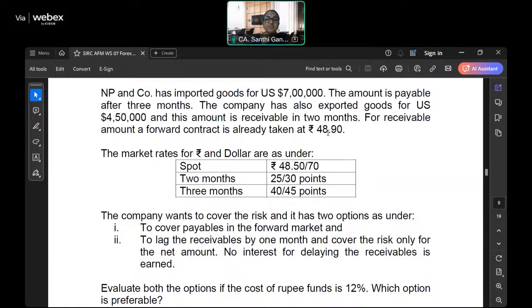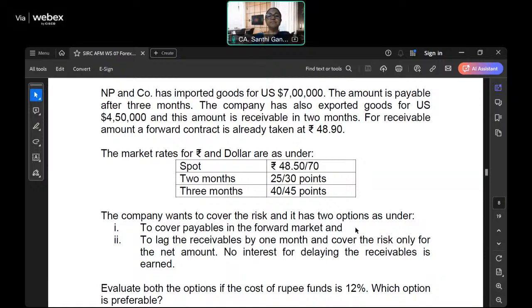So you have already taken a forward contract for receivable. The market rates are given. Spot 48.50/48.70, bid rate, ask rate. 2 months forward rate, 3 months forward rate. You find that it is low high. Therefore, the base currency is at a premium. You have to add. There are two options to cover payables in the forward market.